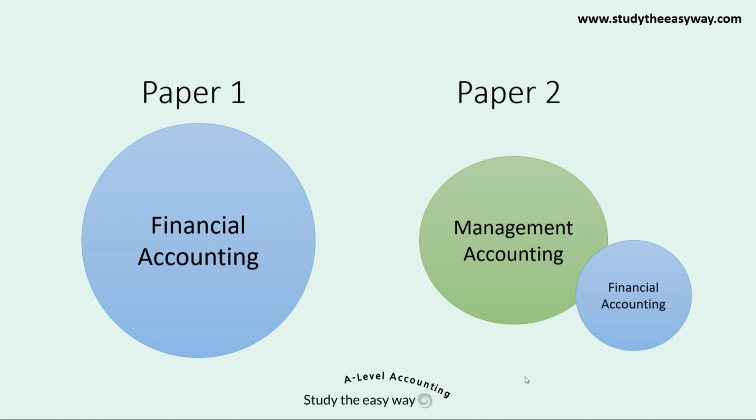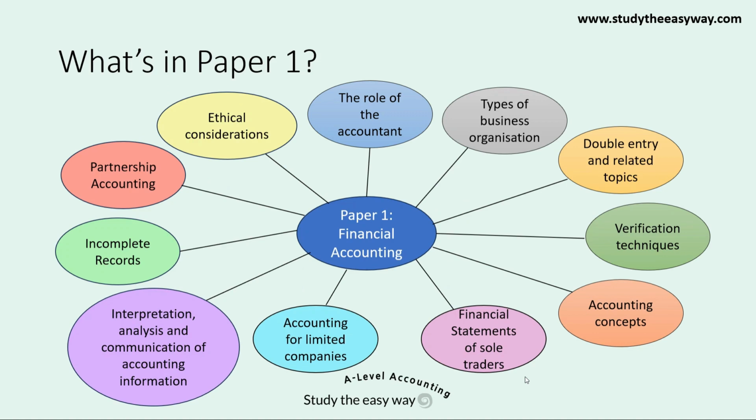So, how do you know what to revise for each paper? I'll be showing you how the topics map to the exam papers and exactly what is covered in each topic. These are the topics that are covered in Paper 1. They are the financial accounting topics that you'll have been taught in Years 12 and 13. In a minute, I'll go through these in detail to clarify what content is in each topic.